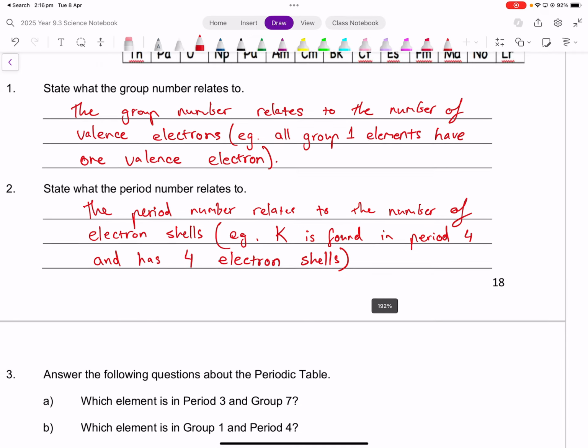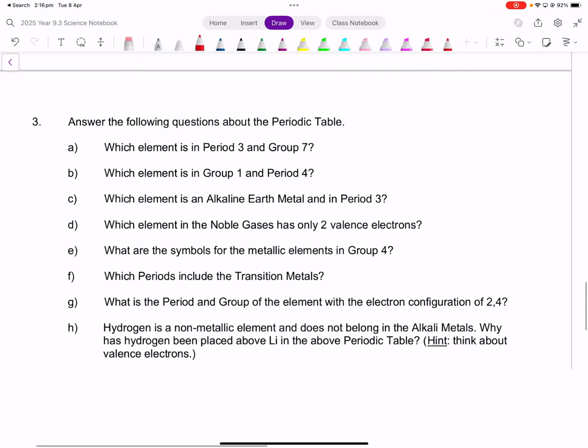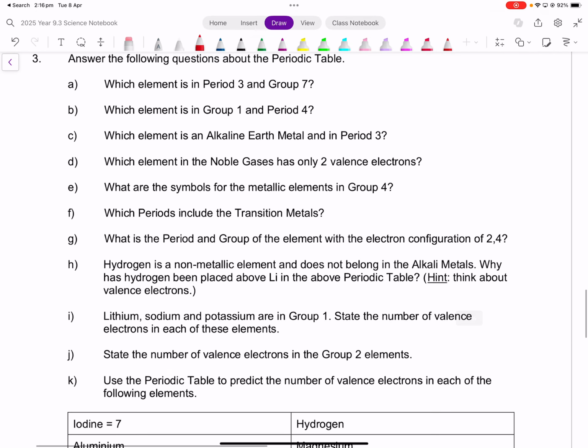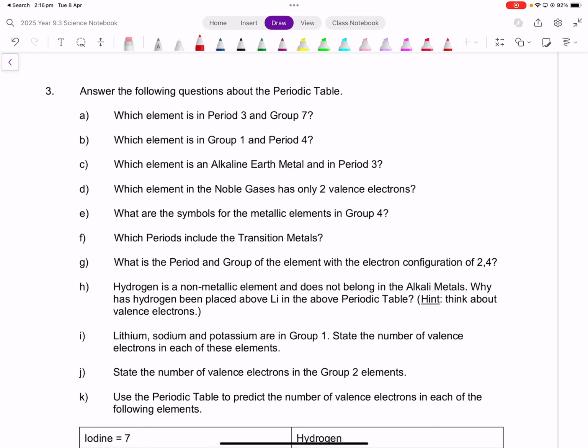Okay. So what I'm going to get you to have a go at now is question 3. You're going to need to use the periodic table to answer these. We'll go through the answers in a minute. But can I ask you, can you work with a partner now? Can you go through and complete all the way down to K for me, please?